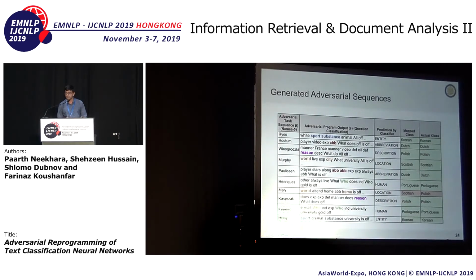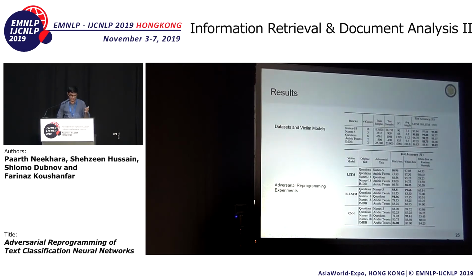And these are just some examples of the adversarial sequences. So for example, a name, RYOO, gets transformed into a sequence of words, which gets classified as an entity, which is mapped to Korean and achieves the correct class. The correct predictions are shown in green. The wrong predictions are shown in red. So what you can see here, the gist of the slide, is that this adversarial sequence does not really make any sense to a human, but to a classifier, it's being mapped to a class which the adversary wants, or which the adversary made it do.